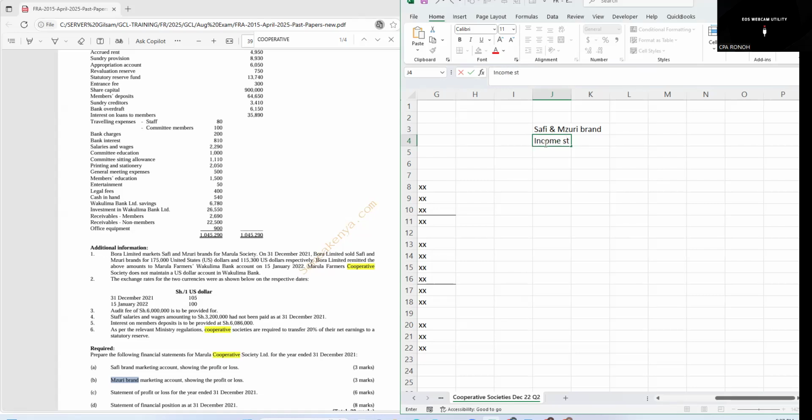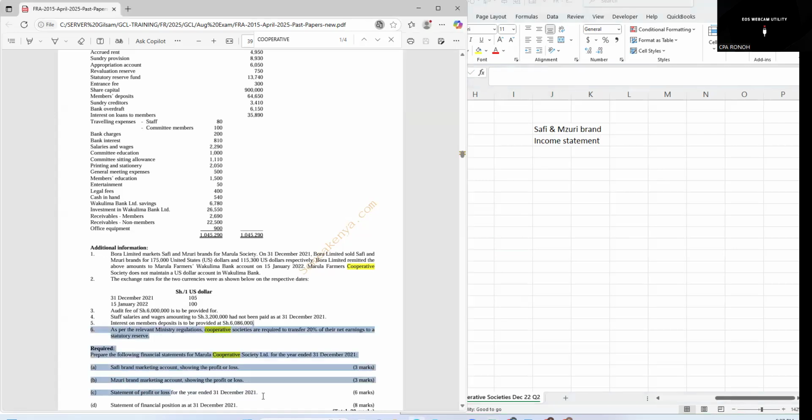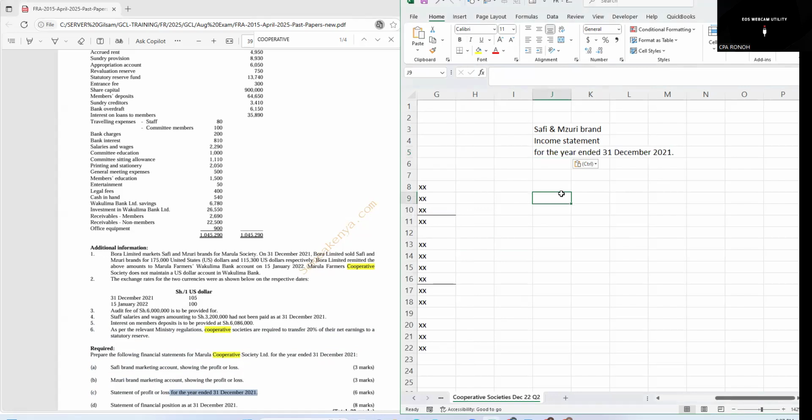Income statement for the year ended 1st December 2021. So we will have sales.